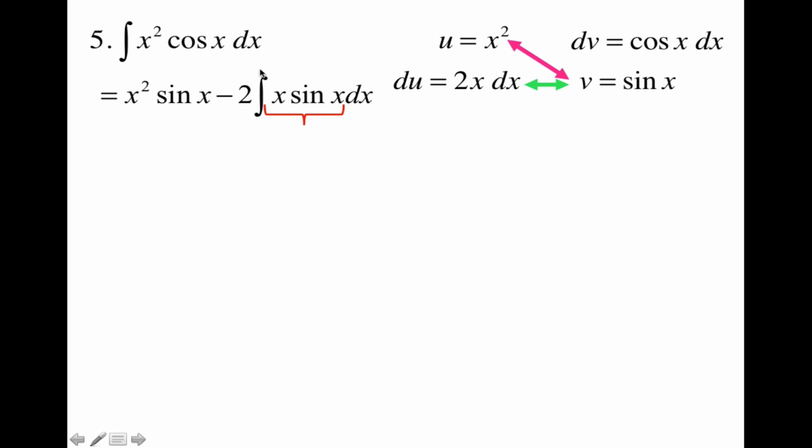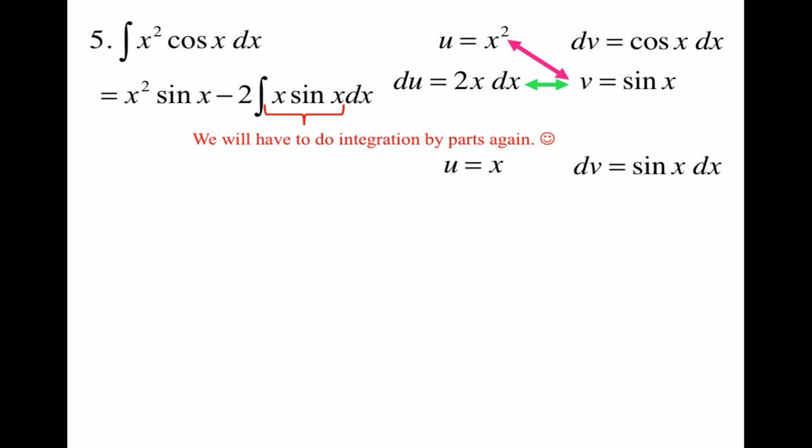Notice, when I come to integrate this, I have yet again 2 functions multiplying each other, where one of the derivatives is not an inner function. So what this means is that we will have to do integration by parts again, but we're doing it on this integral. So that means I have to figure out what my new u is going to be. In this case, x, because it's going to be the simplest derivative. The dv's sine x dx. I'm going to differentiate, integrate.